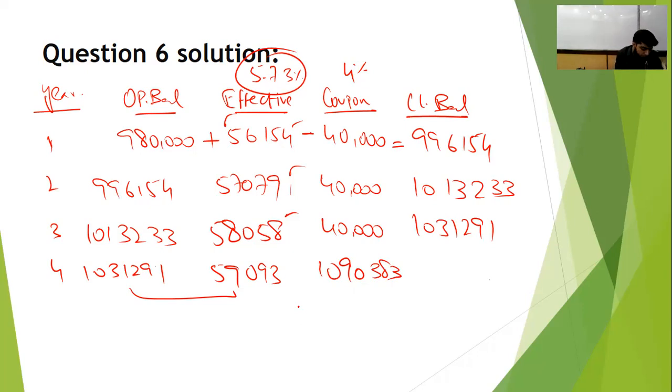Your invested amount is 1031291. You earn an amount of interest, 59093. That is, your total investment was 10,90,383. And this is the last year.